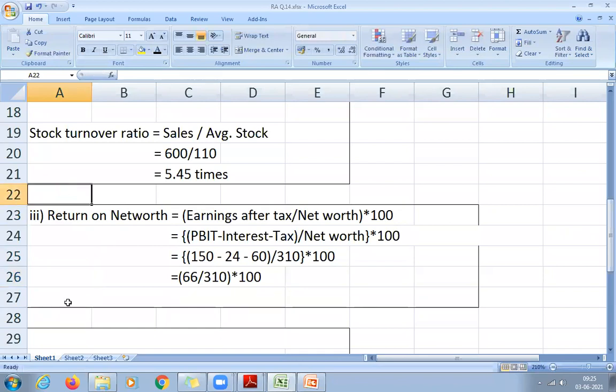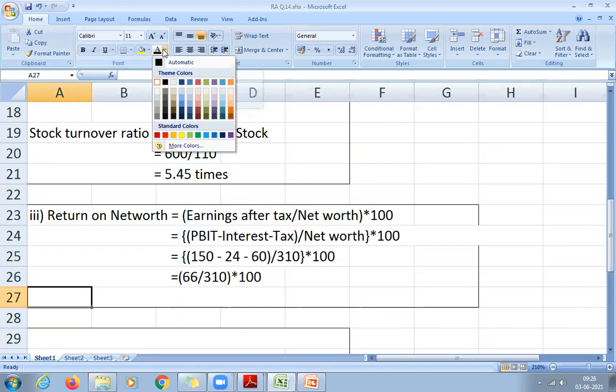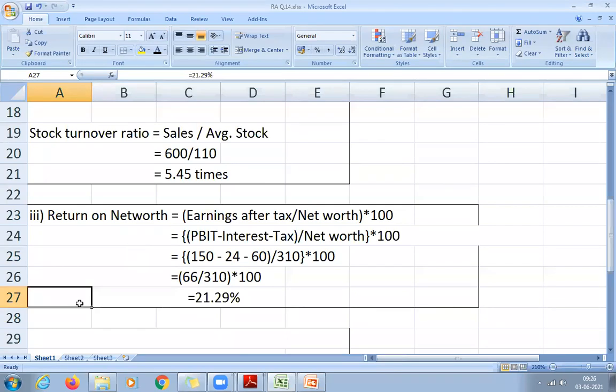21.29%. Yes, 21.29 is correct. So return on net worth is 21.29. This is nothing but return on capital employed, the only difference being that you are considering after tax. If I remove the tax and interest part, it is 21.29.